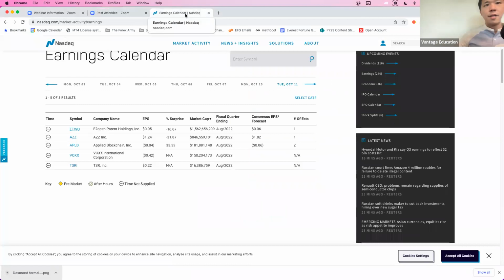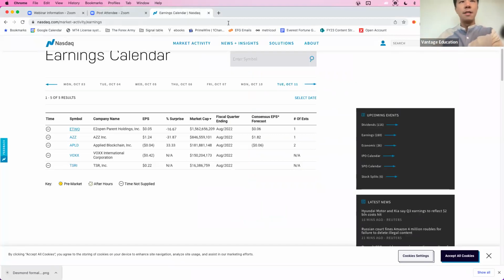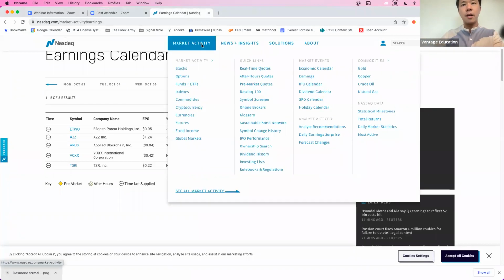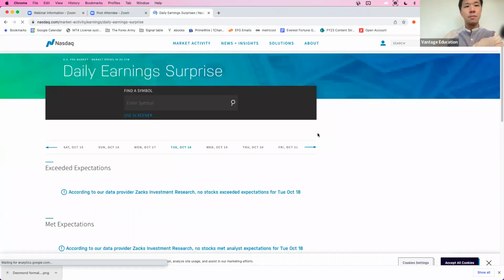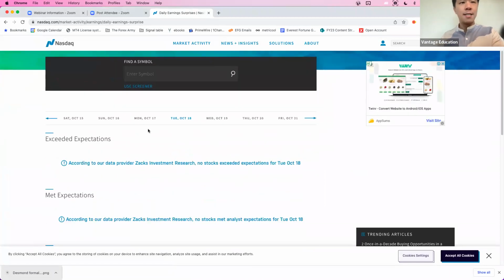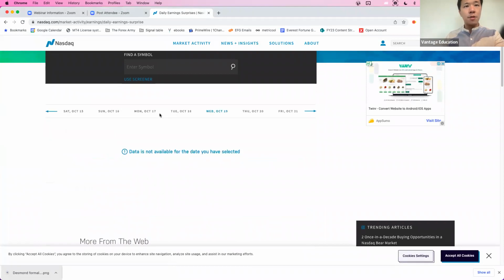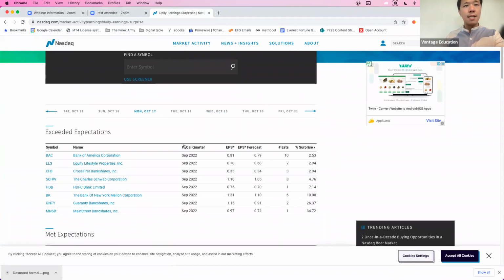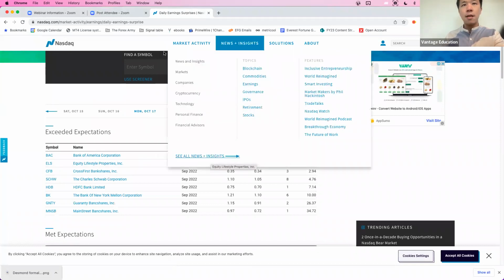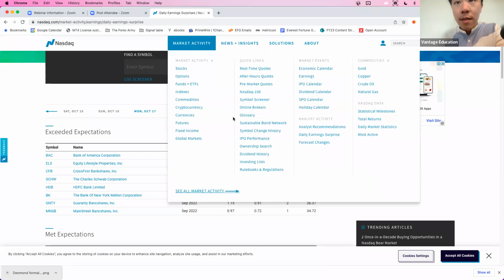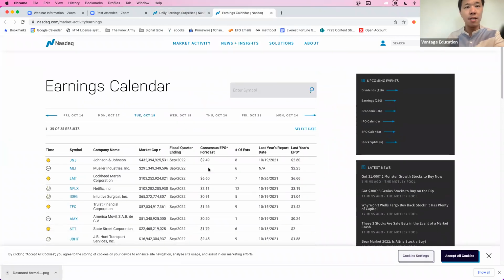Earnings calendar. Here we go. So this is the earnings calendar. I'm going to show you, you can actually go to market activity, daily earnings surprise. And of course, there's nothing today. Maybe Wednesday. Sorry, no, there's another one. Earnings report. Yep, this is the earnings report that we're looking at.